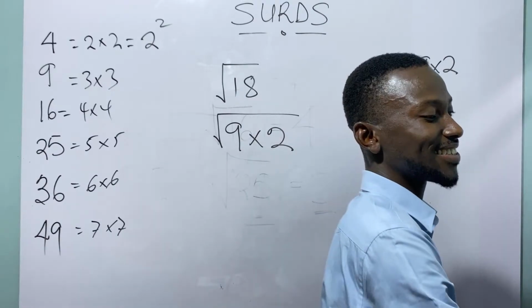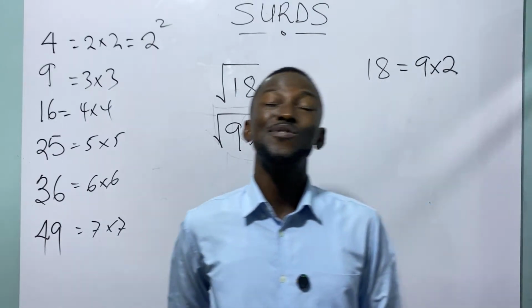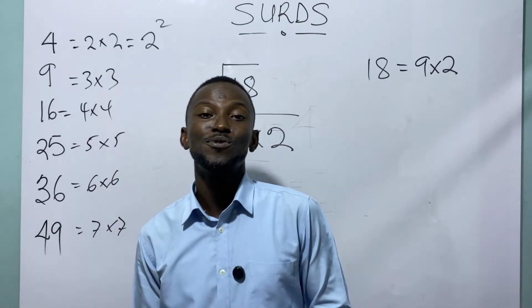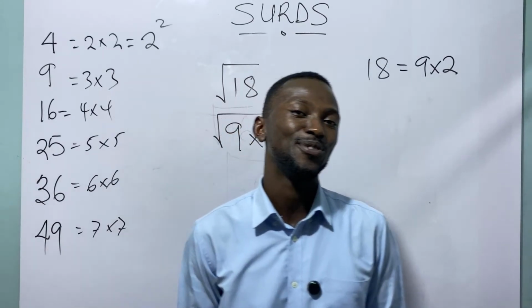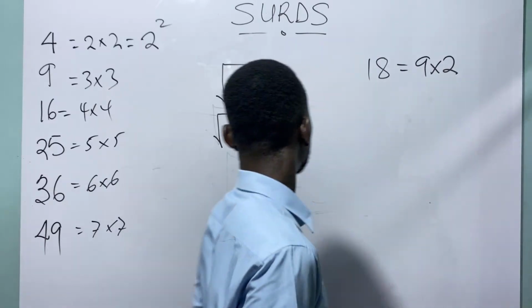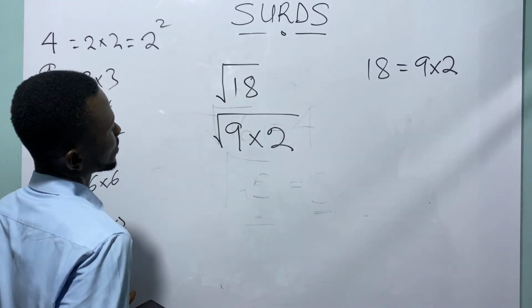You see how easy surds can be? If you have surds in your final year exam, you should be happy. You should be extremely happy. Square root of what? 9 times 2.